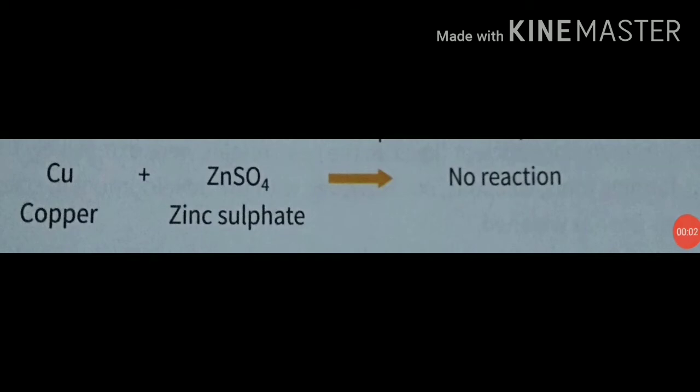Now students, let's see one more reaction which is given on the screen. If we place a strip of copper metal in zinc sulfate solution, then no displacement reaction will take place. This displacement reaction does not take place because copper metal is less reactive than zinc metal. So, a less reactive metal, copper, cannot displace a more reactive metal, zinc, from its salt solution, zinc sulfate solution. Thus, copper cannot displace zinc from zinc sulfate solution.